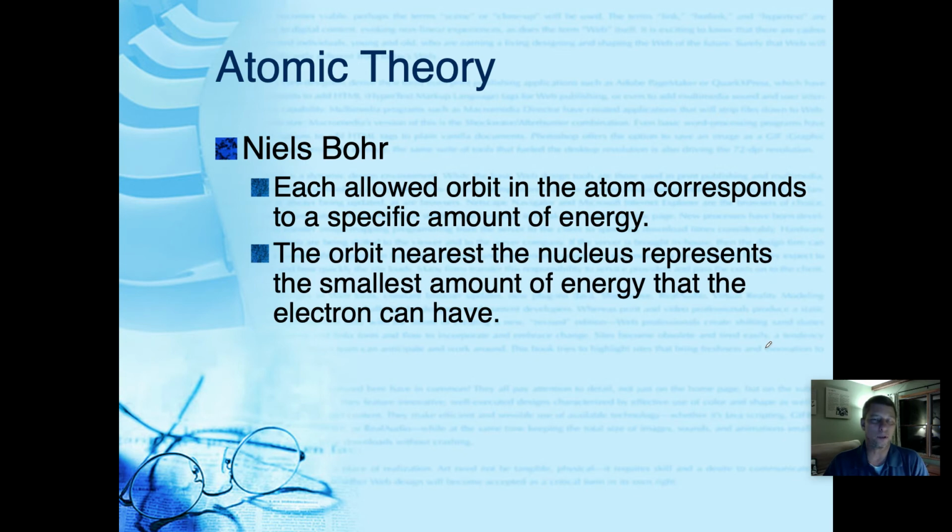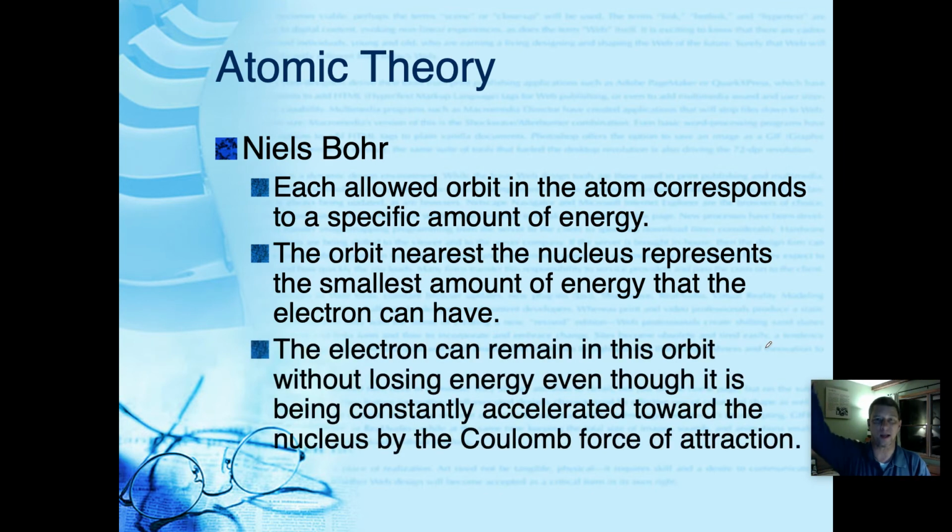Now, the orbit closest to the nucleus represents the smallest amount of energy that an electron can have. In chemistry, you used to refer to this as the lowest energy level, or the resting energy level. And so when you talk about the first electron or the second electron, they're always going to be in the lowest shell, unless that atom absorbs a quantum of energy, in which case they jump up to the next energy level, and then the next, and the next, and the next.